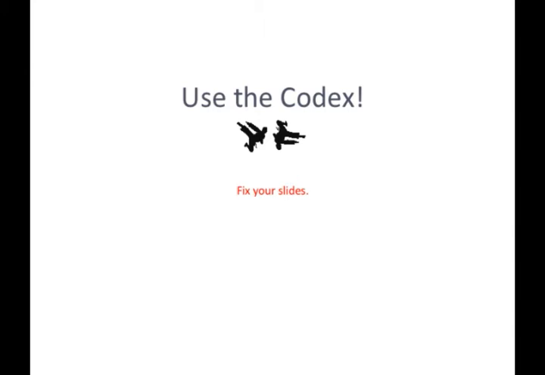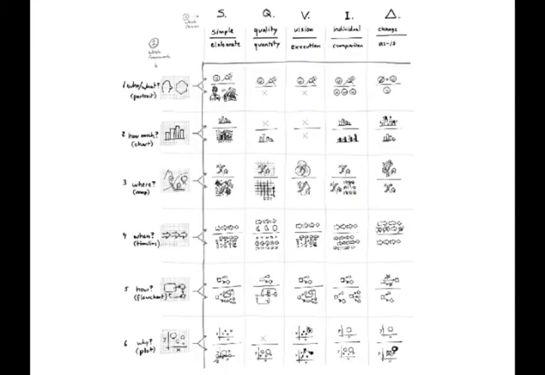The first thing to do is to use Dan Roam's Codex, which is essentially a decision matrix that he developed in his book, Back of the Napkin. It helps you make decisions about how to represent the ideas that you want to include in your visuals. What you're looking at here is Dan Roam's Codex that you can use to help determine what type of visuals you want to include on your slide.